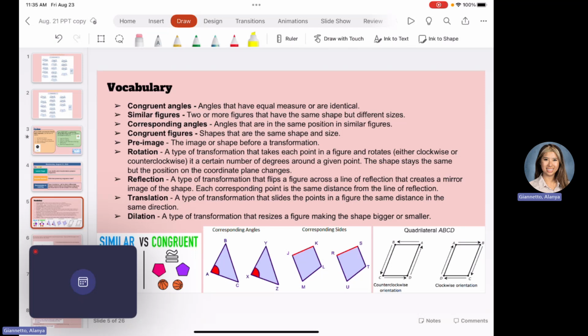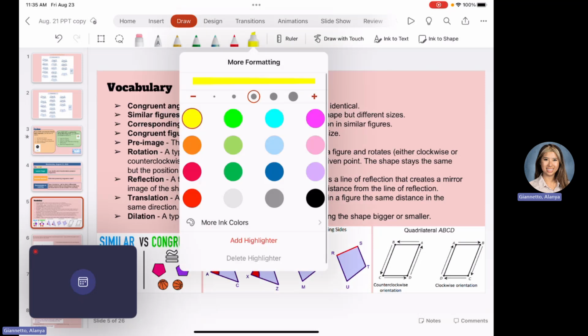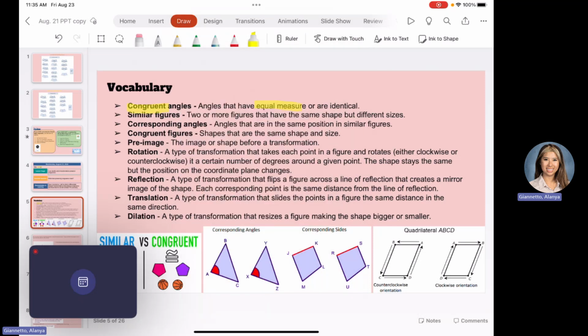So the vocabulary words are congruent angles. Congruent angles are angles that have equal measure or are identical. So congruent means equal or same. Similar figures are two or more figures that have the same shape but different sizes. So an example of that is a small circle and a big circle.